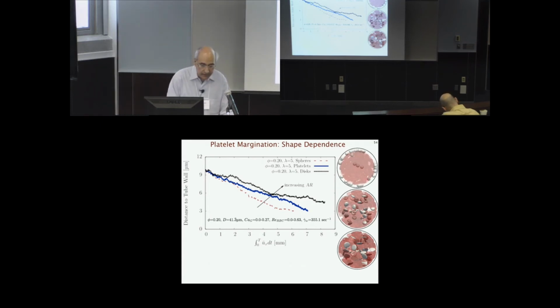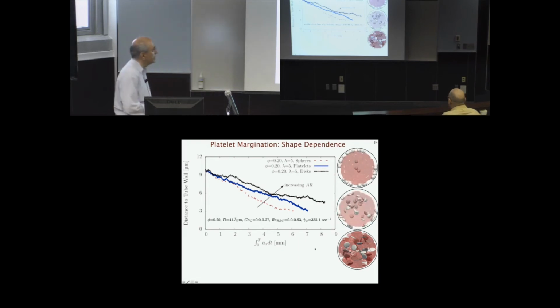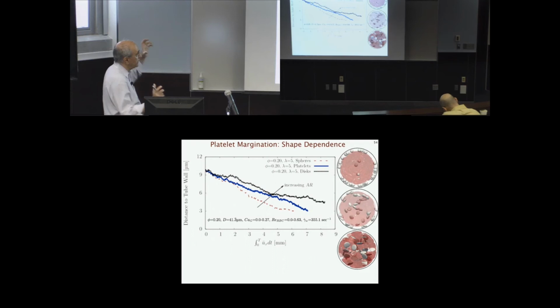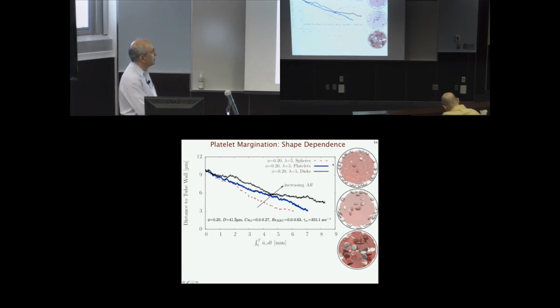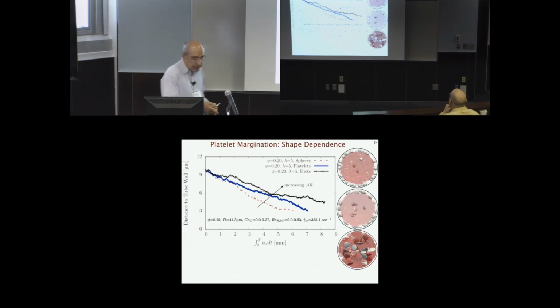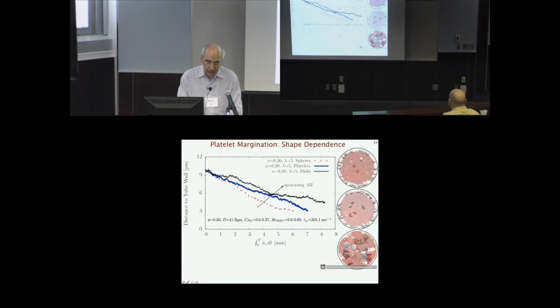Now, if you look at the actual platelet-shaped particles, it's essentially the same. Immediately, the red blood cells go toward the center, and the interaction of the platelets with the red blood cells is just bumping around the platelets, and they are trapped in the depleted zone. You'll see the same for the disc-shaped particles as well.